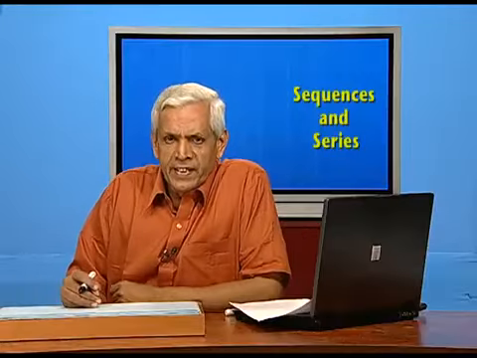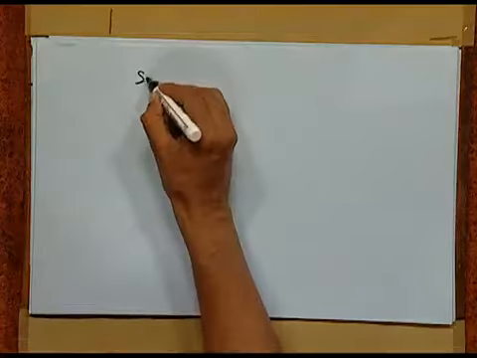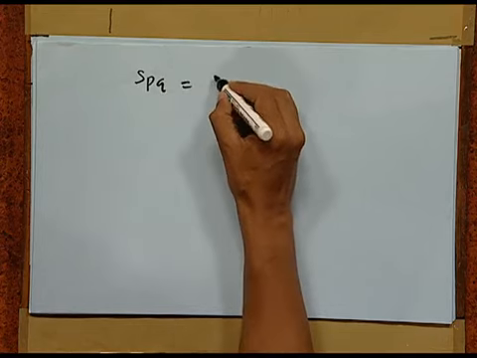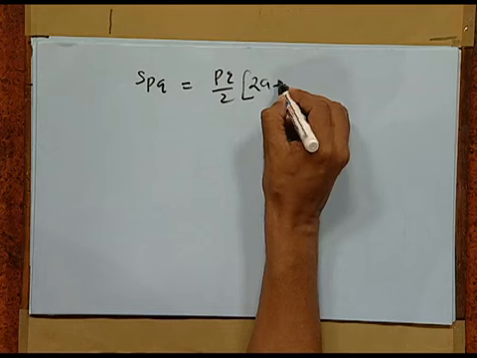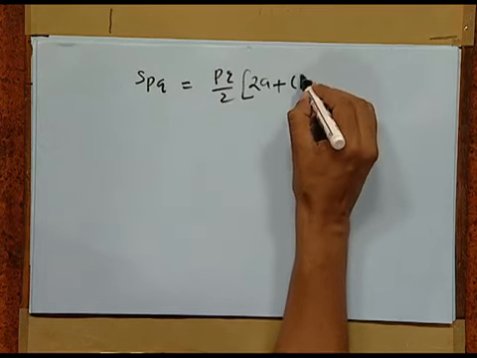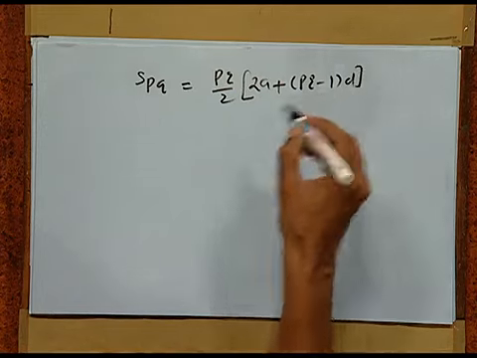Having known both a and d, we can find the sum of pq terms. Now we have Spq is equal to pq by 2 times (2a plus (pq minus 1) times d).